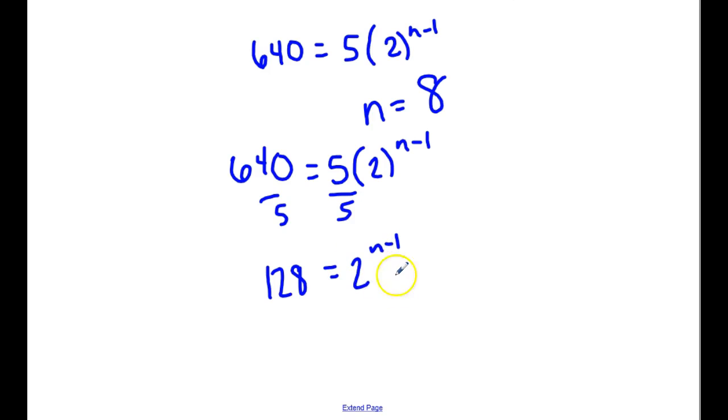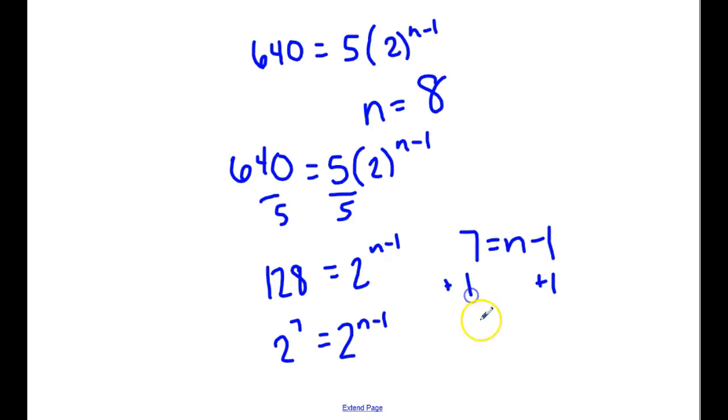Now remember, when I have different bases, I want to try and find a similar base so that I can then set my exponents equal. Well, I know 2 can't get any more simple. So if I dig down deep, I can write 128 as 2 to the 7th equals 2 to the n minus 1. Now that my bases are the same, I can set my exponents equal. 7 equals n minus 1, and add 1 to both sides, so 8 equals n. And I see that I got the same answer here as I did by graphing it. So either way will solve the problem correctly and get me to where I want to be.